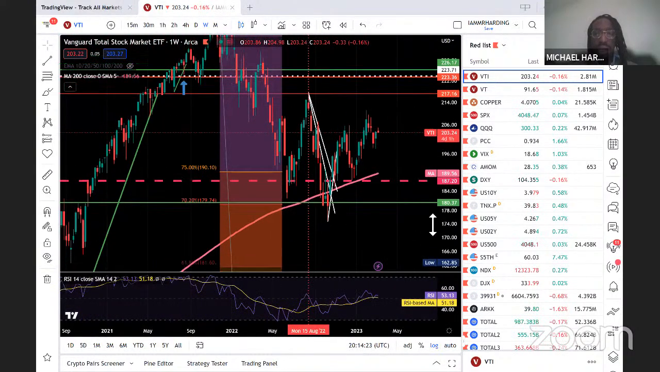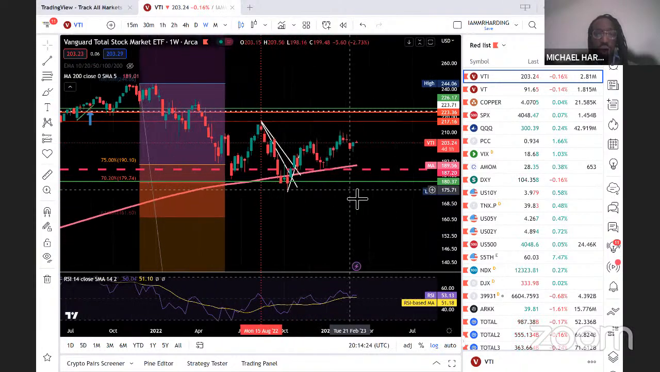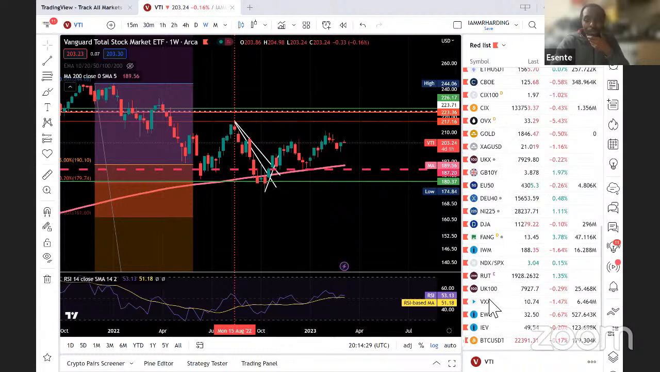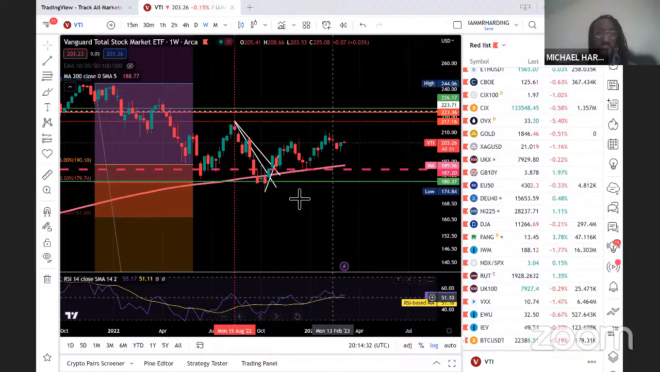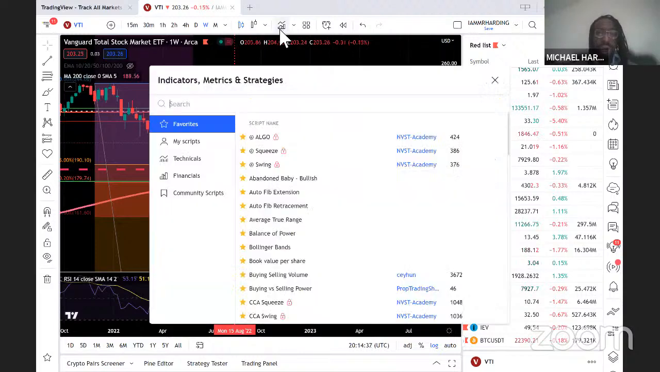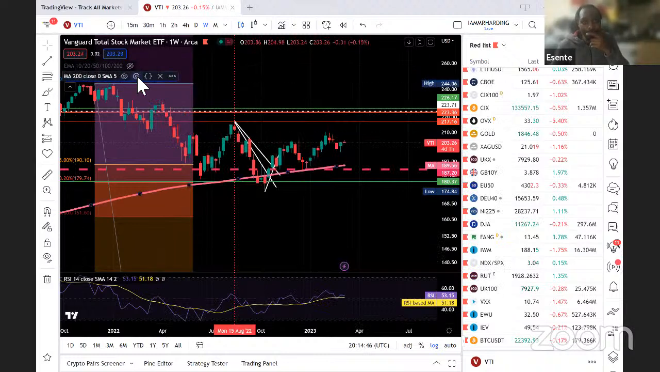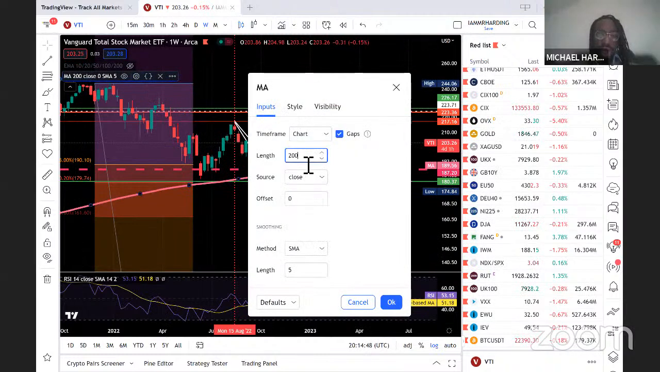So is everybody clear with me so far on the 200 MA? Yep. Sure. Quick question. How do you get that indicator, the 200 MA indicator? Great question. You get that by going here to indicators and typing MA, and it comes up with moving average. Okay, cool. From moving average, all you do is click on the settings and change the length to 200, or 9, whatever you want it to be.